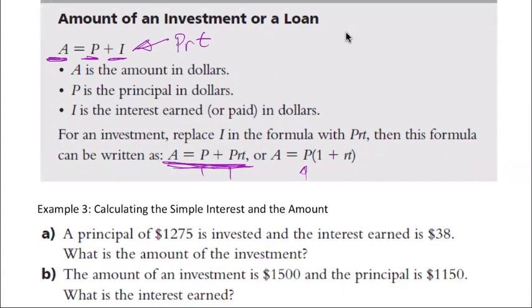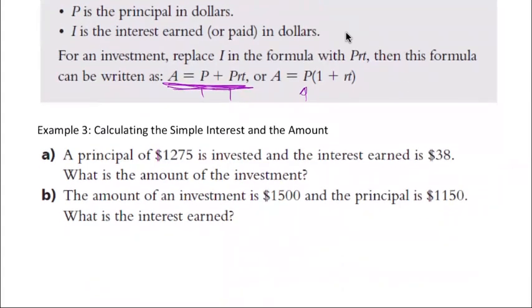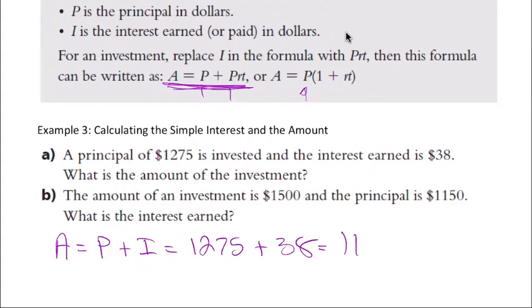Question A, a principal of $1,275 is invested and the interest earned is $38. What's the amount of the investment? The amount is equal to my principal plus my interest, which is equal to $1,275 plus 38, which is equal to 1313. Oops, not 1113, 1313.